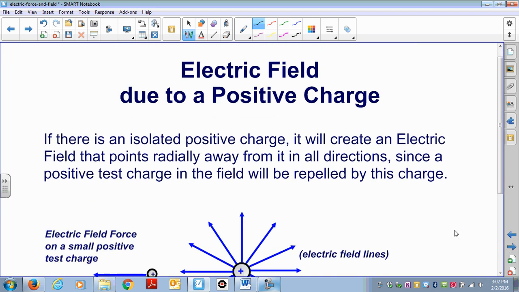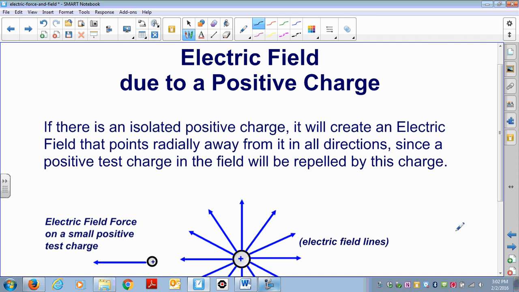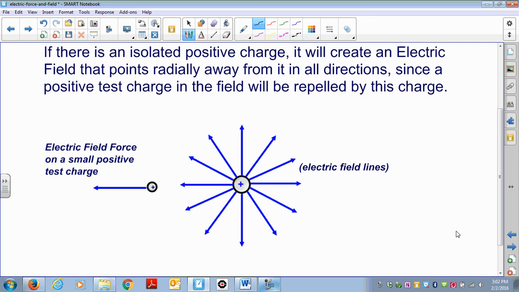If there is an isolated positive charge, it will create an electric field that points radially away from it in all directions, since a positive test charge in the field will be repelled by this charge. Okay, so for a positive charge, the electric field lines radiate outward.